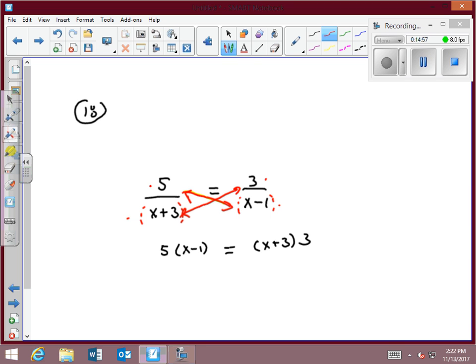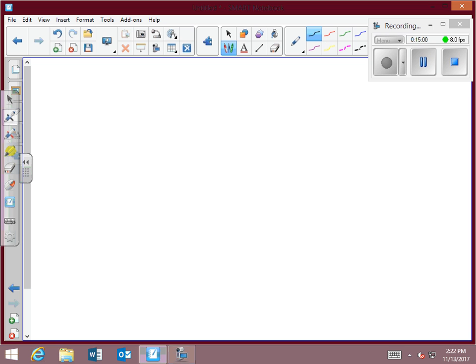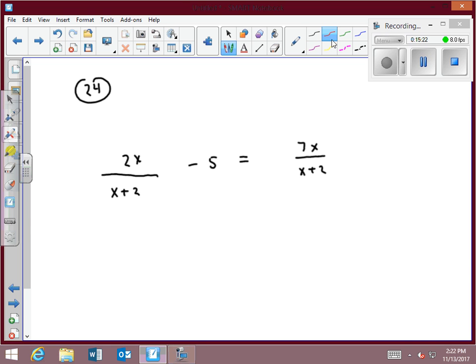So let's look at 24. It says 2x over x plus 2 minus 5 equals 7x over x plus 2. So can we cross multiply? No. We have to multiply by the common denominator. So we're going to multiply both sides. And what is the common denominator? X plus 2. X plus 2.